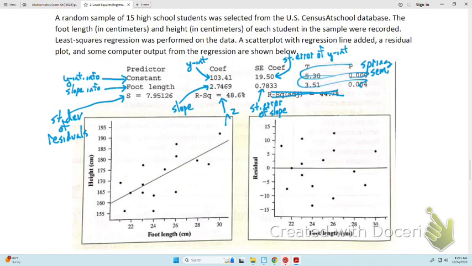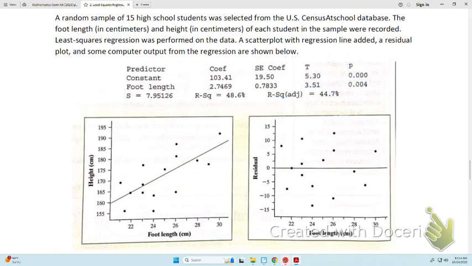Notice r is not here, but yet we have r squared, so we can just square root r squared and get r. Make sure you note the sign of the slope, though, because the sign of slope should be the same as the sign of r.